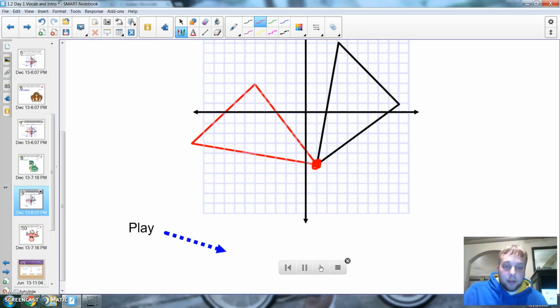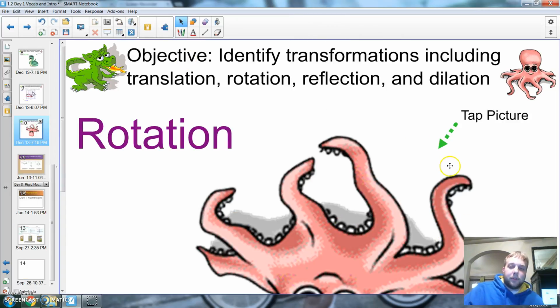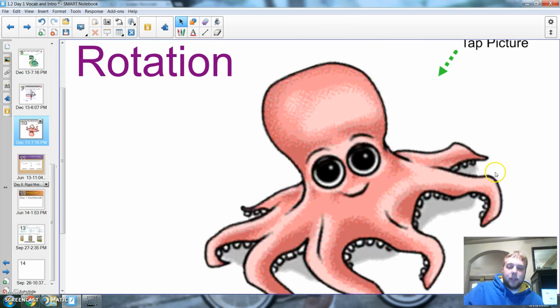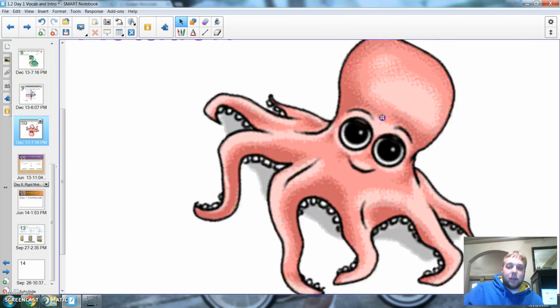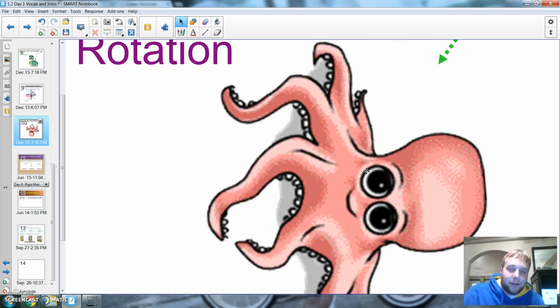Is it done yet? Okay. And I love this upside down octopus here. Speaking of Finding Dory, he's going to spin around, and that's rotating. And he would be rotating, I would say, around the origin, meaning right there in the center, smack dab.